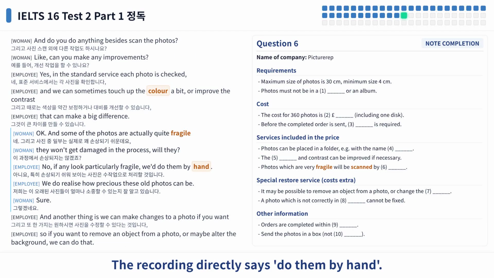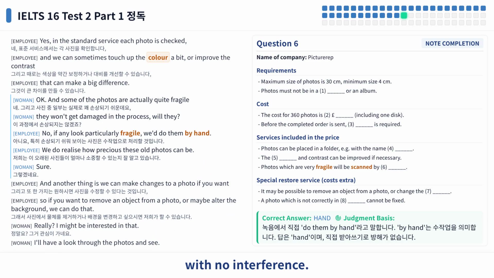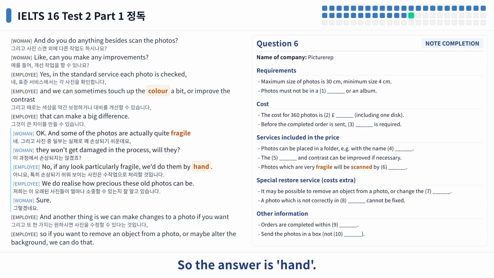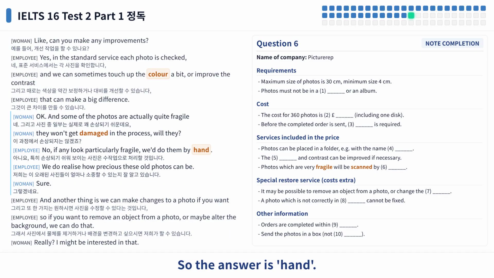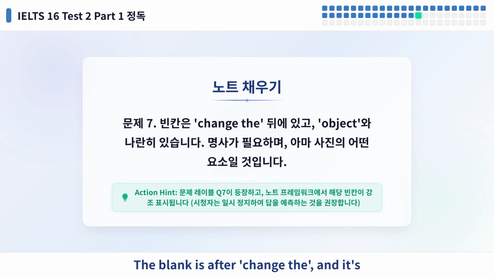In the recording, the employee says if photos are very fragile, they will do them by hand. The recording directly says do them by hand. By hand means manually. The answer is hand, a direct dictation with no interference. So the answer is hand. Note the spelling, H-A-N-D, meaning manual work.